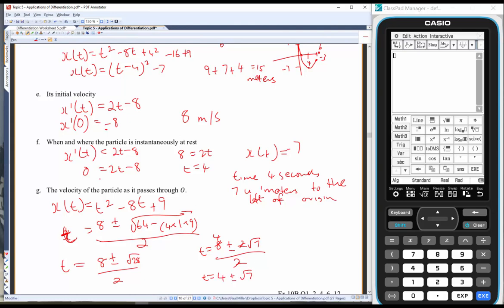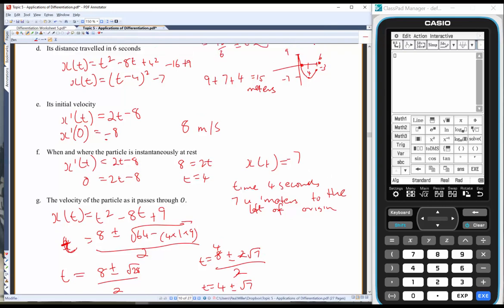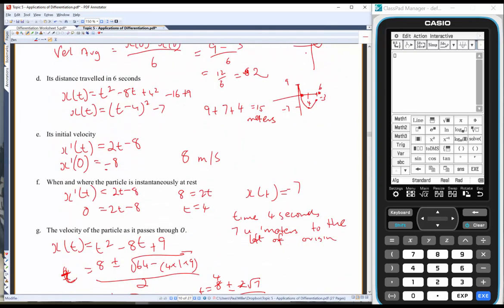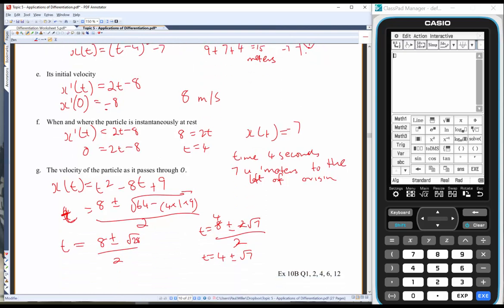Okay, so this is when it passes through the origin. So that's this point here and will be at this point here. Has this got a restricted domain on it? Yeah, it hasn't. All right, so that's what time it passes through the origin. Okay, and what we want to do is get the velocity. So we're going to say x dash 4 plus root 7. We're going to stick that time in there to find out the velocity at that point.